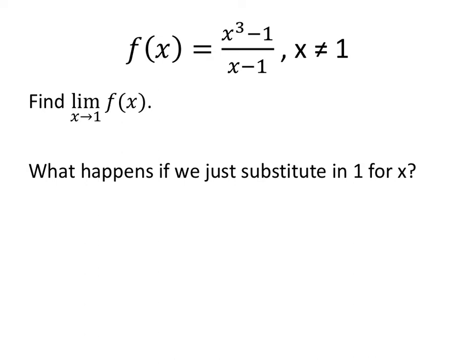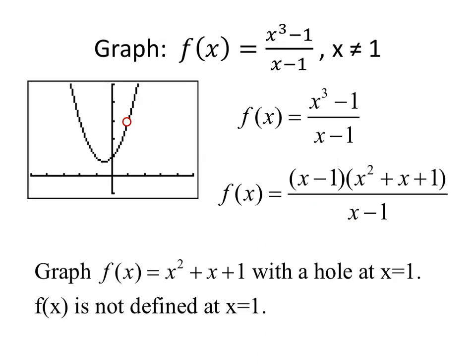So what's happening to this graph as I get closer and closer to 1? Well, I just said if we substitute 1 in for x, we get 0 in the denominator, it becomes undefined. And that doesn't really help us figure out what the value of the limit's going to be. So since substituting it in isn't helpful, we want to actually take a look at the graph.